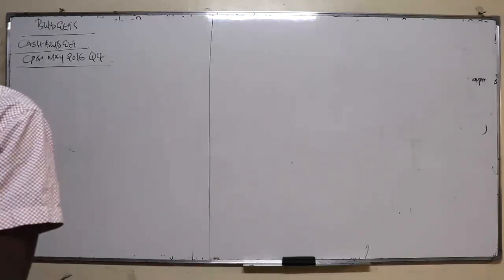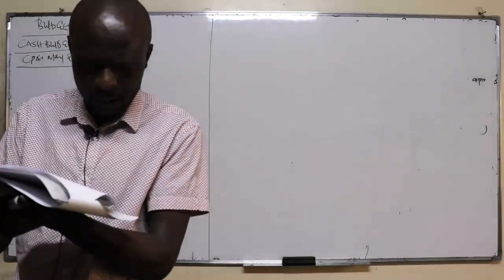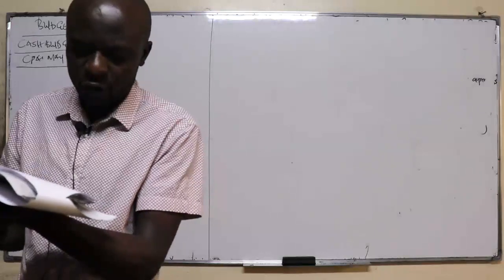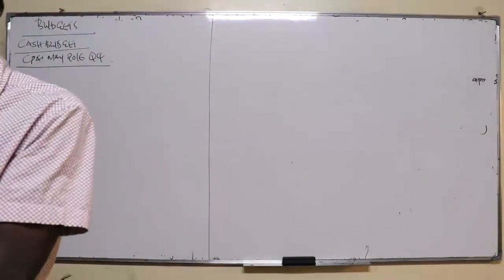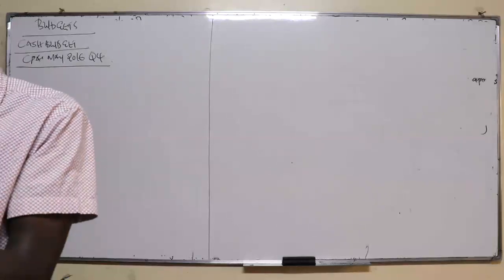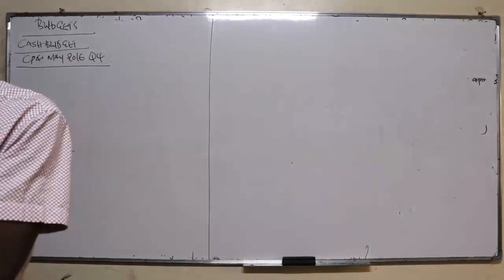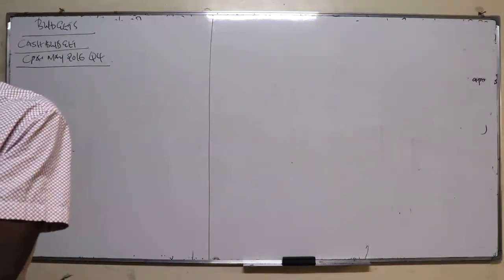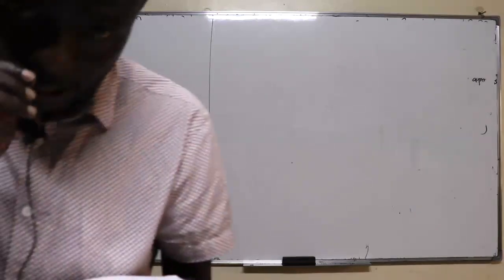So the question reads, Mark Limited operates a budgetary control system. The following is the company's income forecast for the period ending 31st August 2016. We are given the sales, cost of sales, gross profit margin, and expenses. Then we have additional information.